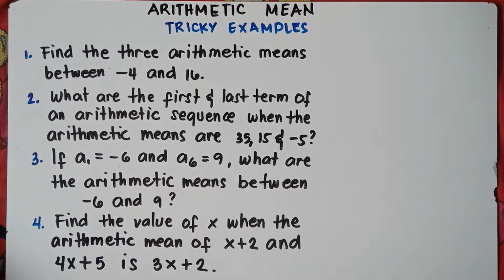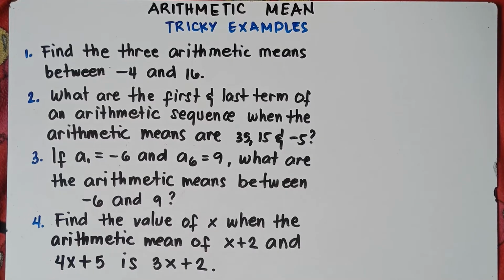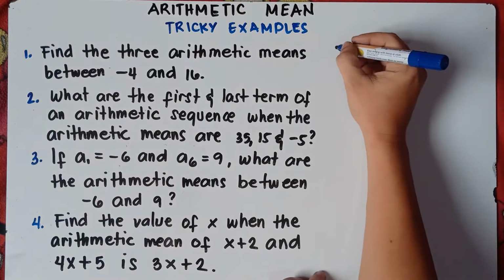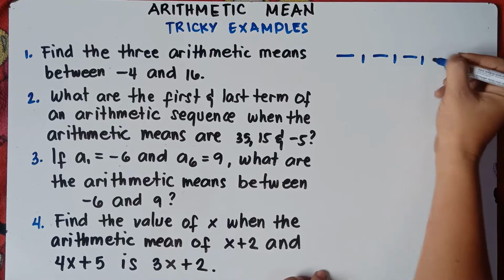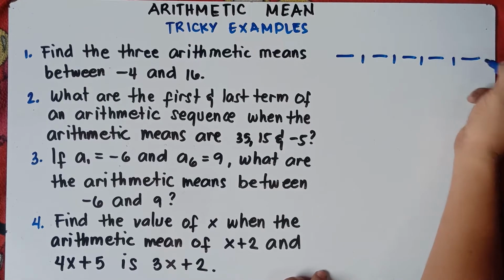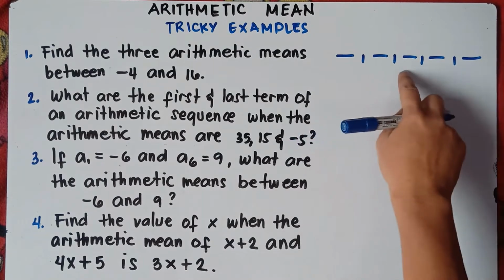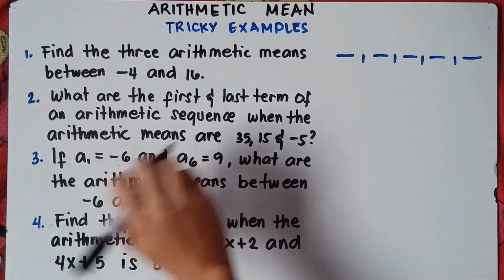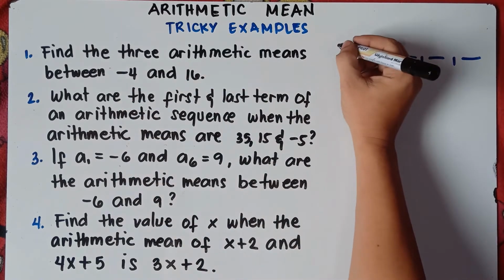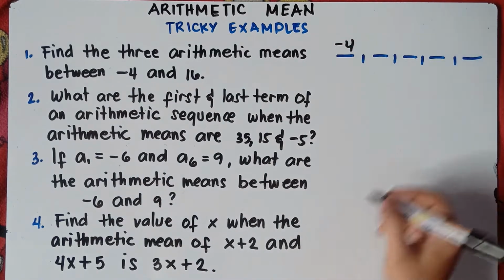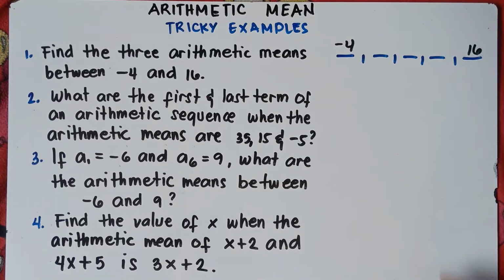So let's start with number 1. Find the three arithmetic means between -4 and 16. Therefore, we will need to insert three arithmetic means, so we have 5 terms: 1, 2, 3, 4, 5. You are going to insert 3 means between -4 and 16, so your first term is -4, and your last term is 16.